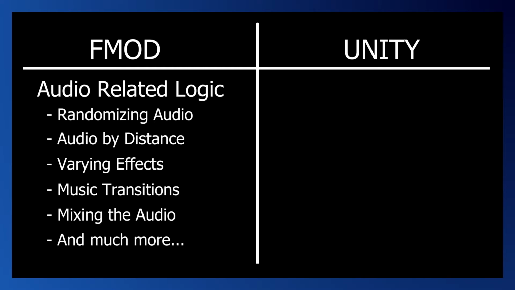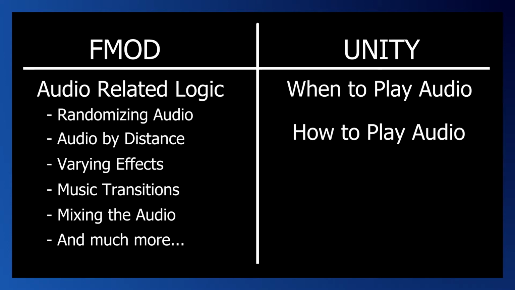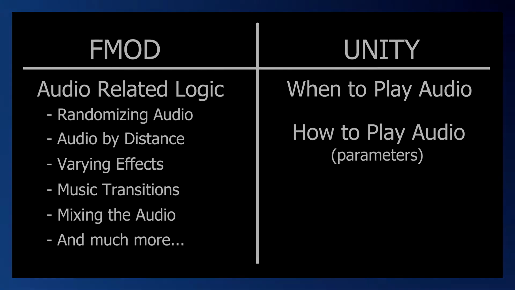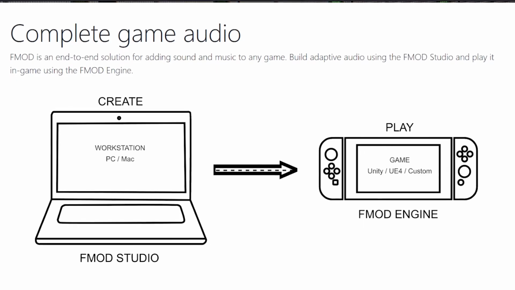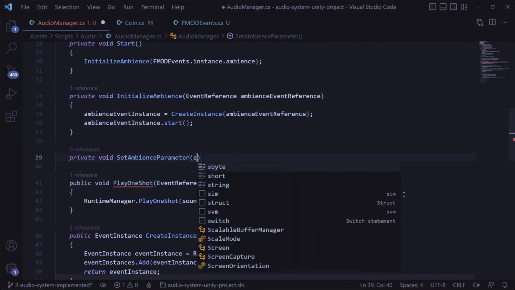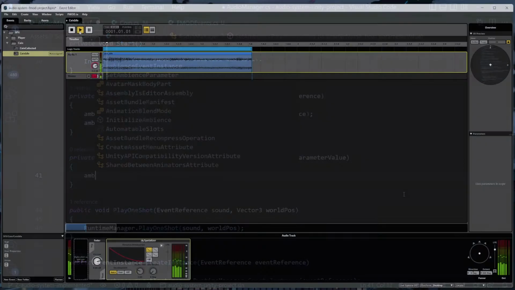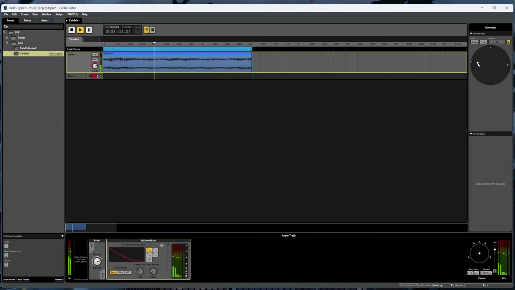From there, the Unity project just needs to worry about when to play that audio, and in some cases how to play it through the use of something called parameters, which we'll go over in more detail later in this video. Having this clear separation of concerns is really nice for a lot of reasons, the main one being that it simplifies the code you need to write on the Unity side, since you can let FMOD do the heavy lifting for any audio-related logic.